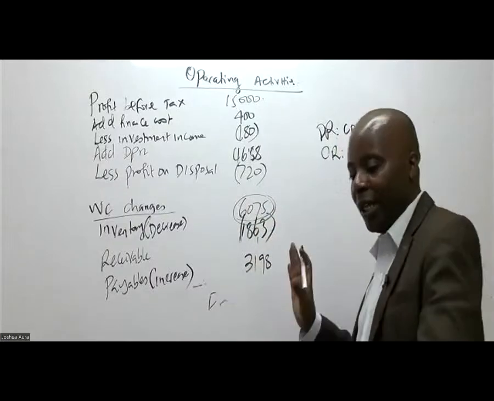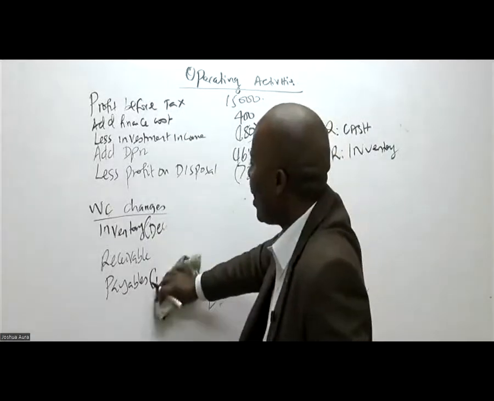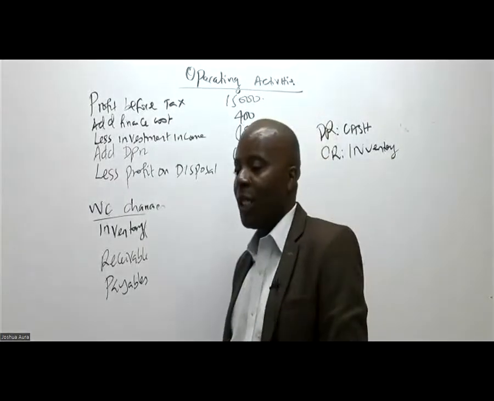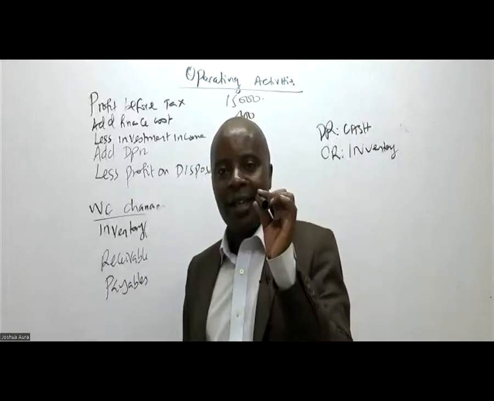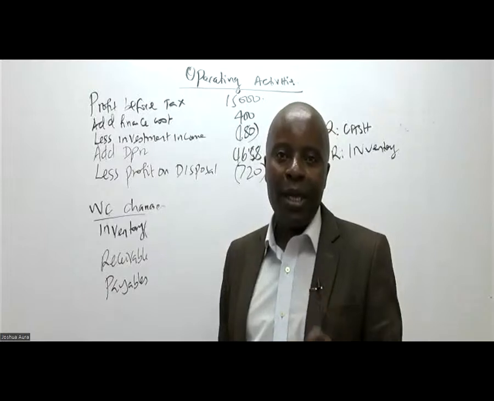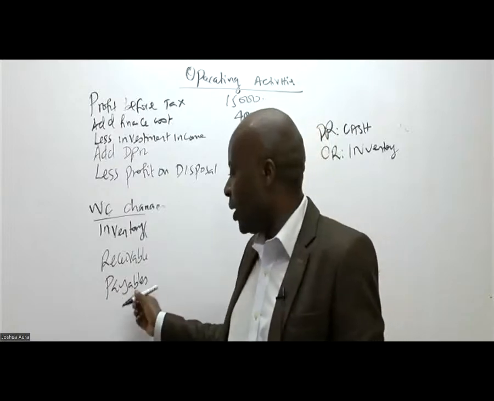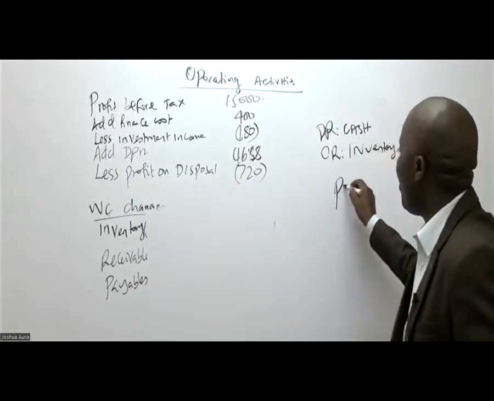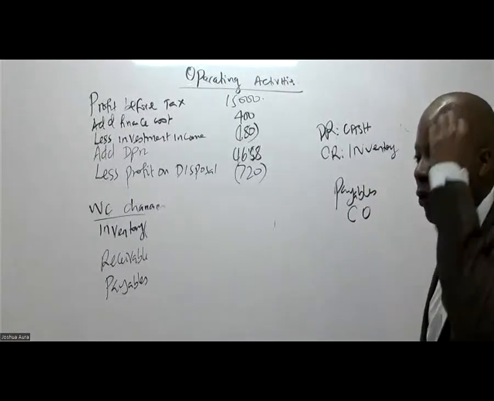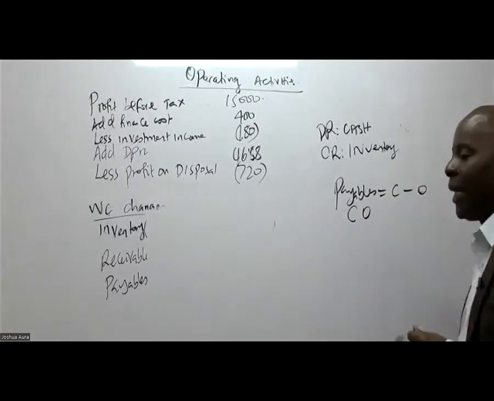Now, ladies and gentlemen, whatever I've been giving you here is nonsense. Let me rub this. Normally, whenever we talk of working capital changes, I'm always supposed to remember that payables is the commanding officer. If you're not able to pay these guys, there's a problem. Commanding officer means that you take the closing minus opening.